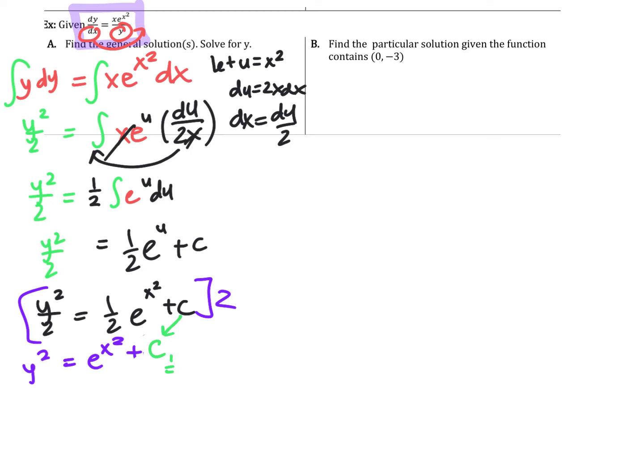Now I need to square root both sides to solve for y. So y is either going to equal the square root of e to the x squared plus c1, or y is going to equal the opposite of the square root of e to the x squared plus c1.